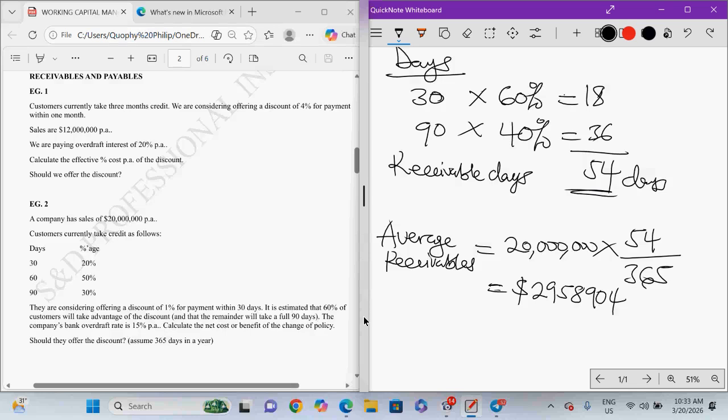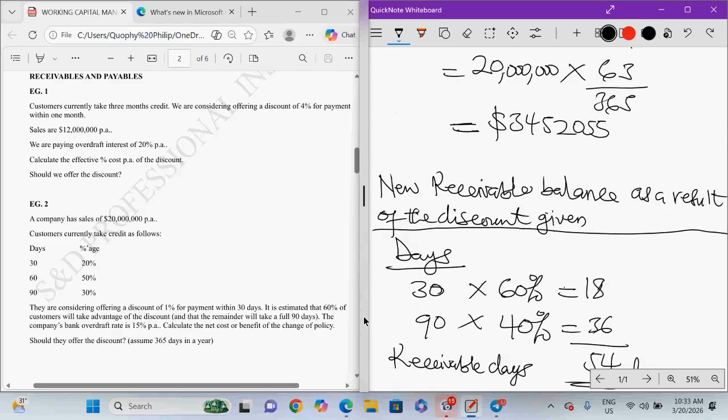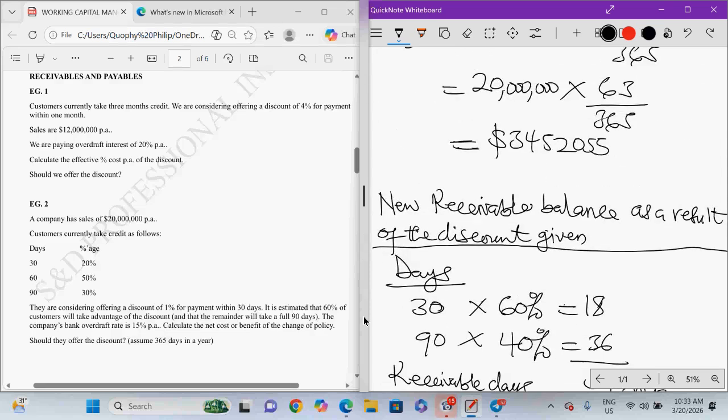So that is it. Now this is our average receivables after giving out the discount, right? Without the discount, we are supposed to take this amount from our debtors. You are owing us receivables on the current asset side. On the current asset side, we are supposed to take 3,452,055. That is the receivables.